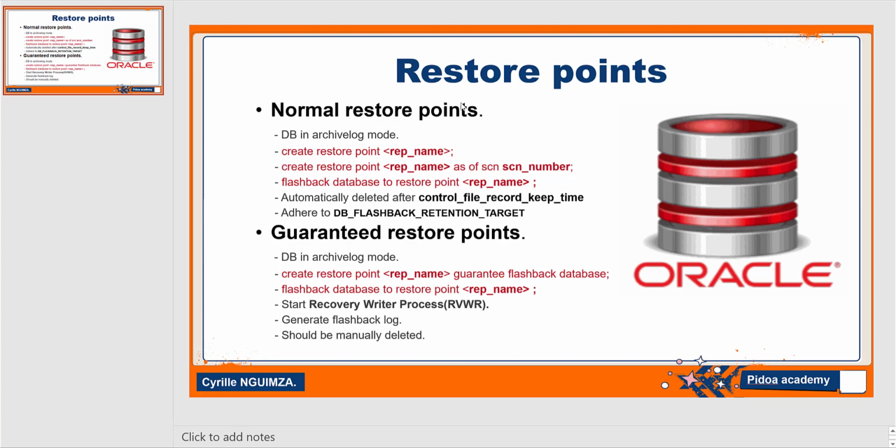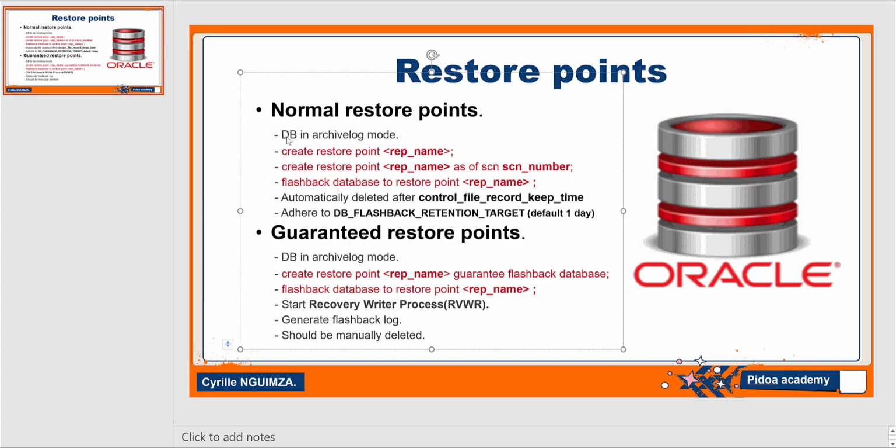Here we are going to discuss one of those features provided by Oracle, which is the restore point. A restore point is an alternative to point in time recovery, and it allows us to reverse all unwanted changes made on the database by flashing back the database to a point in the past. Talking about restore points, we have two types: normal restore point and guaranteed restore point.